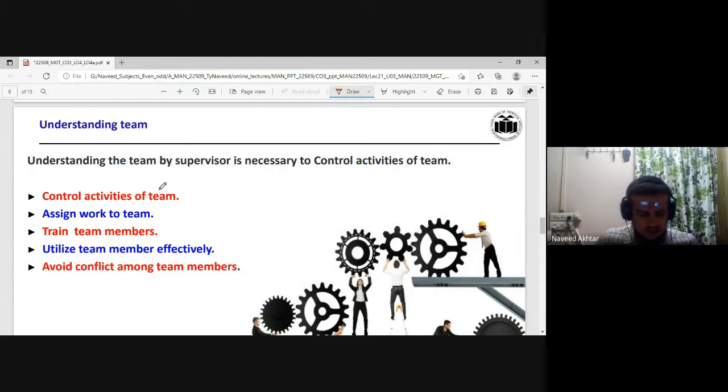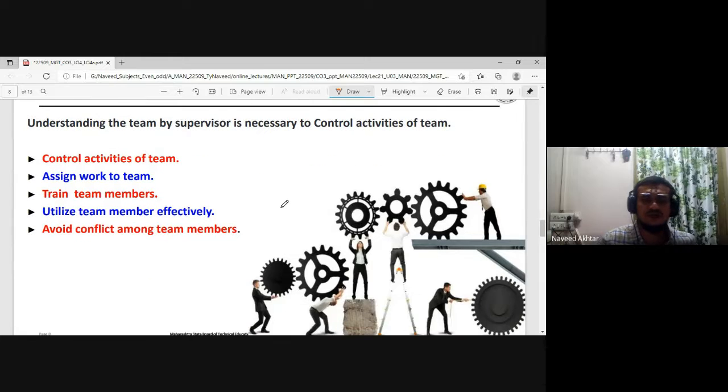Now, understanding the team by the supervisor. Understanding the team means you are always working in an organization. You are working with different people. There are different roles. Okay, so to control the activities of the team, when you understand the team, then you know what your position is, what your role is, and the different roles of the different employees. So understanding the team by the supervisor is necessary to control the activities of the team.